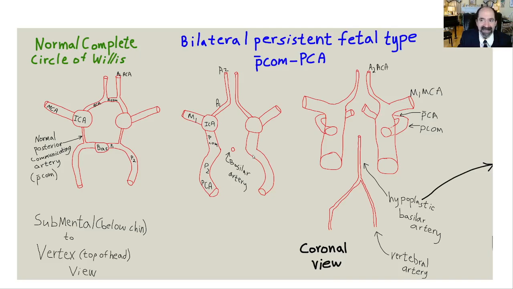Okay, now don't get me wrong, it's easy to prevent a stroke in these patients if you understand. But the reason I show this case is any one of us could have persistent fetal PCOMs bilateral with associated small basilar artery, and we don't know it. You're only going to know it if you do an arteriogram: catheter arteriogram, CT arteriogram, MRA arteriogram. You don't know if you've got it.